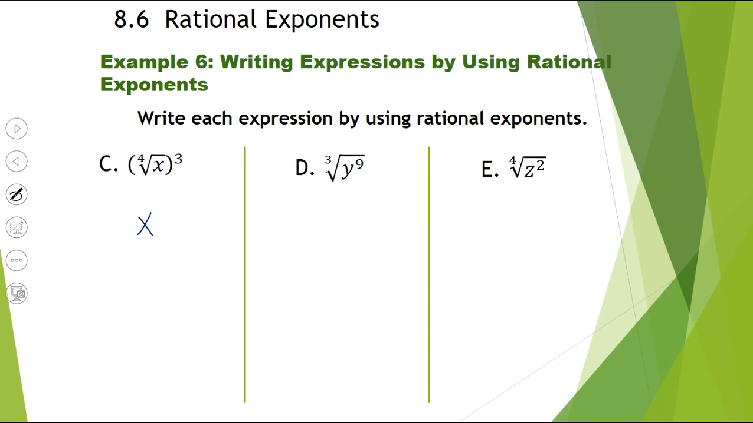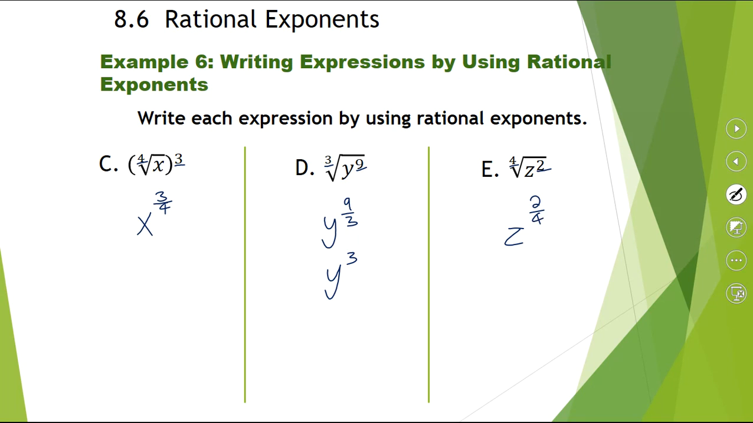So it's going to be x to the, remember the power is the numerator and then the index is the denominator. So it's going to be 3 over 4. And that is simplified, that is reduced, so that's the final result there. Okay, again, we're just putting it from one version to a different version. Y to the, again, the power is the numerator and the index is the denominator, so it's 9 over 3, which we can simplify, which is just y to the 3rd power. And then the last one, z to the, remember the power is the numerator and then the index is the denominator. 2 over 4, which is going to be z to the 1/2 power.